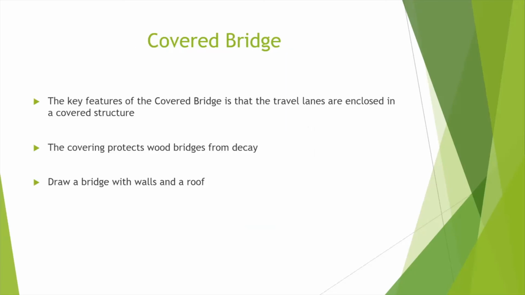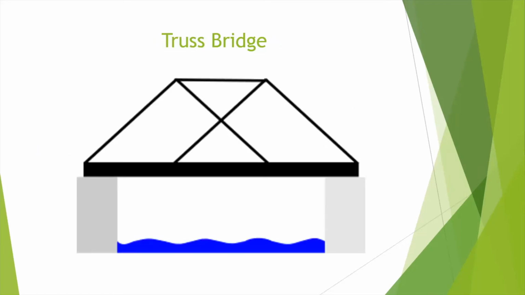In terms of the covered bridge, again, as I said, the key feature of the covered bridge is that it has a roof and walls. So you could just draw a bridge and just draw a roof and walls for that one. So I haven't got a design there for that one specifically. And then the Truss Bridge, again, that's showing the truss on the top there and the bridge itself and your abutments either end.